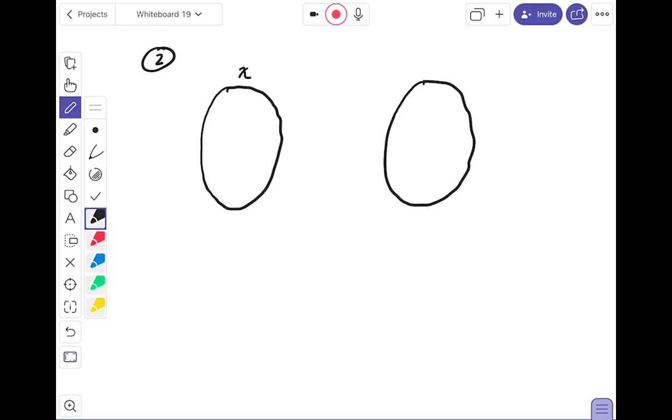X goes here, and Y goes here. Domain and range.